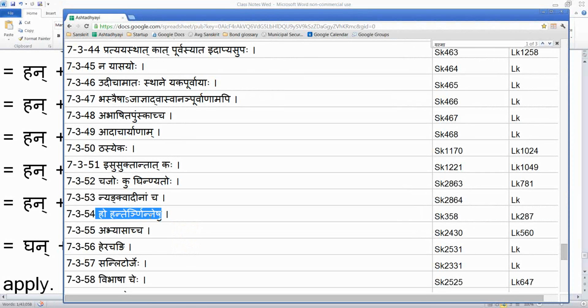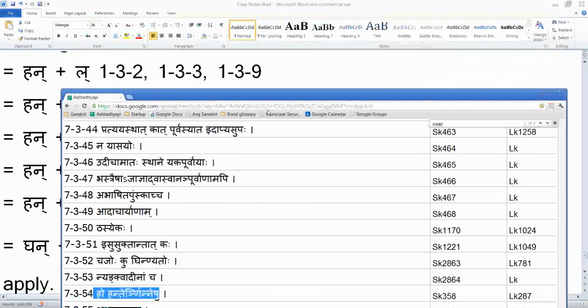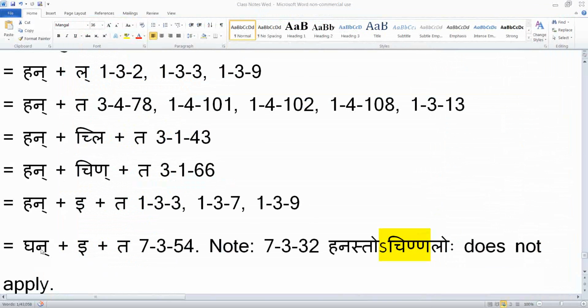Or when followed by nakara directly. So ho hanter nin nyit neshu. The pratyaya following should be either a tavarga panchama or chavarga panchama as a nit, or it should be a nakara following directly. One of these two. Right now we have chin, and chin is a nit pratyaya. So that's why we can apply the sutram and we get a gakara adesha. Ho hante ninnishu 7354.